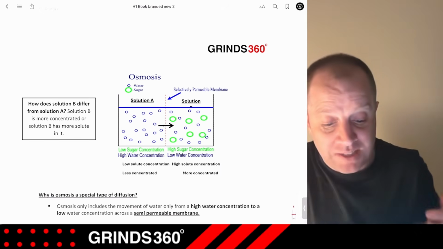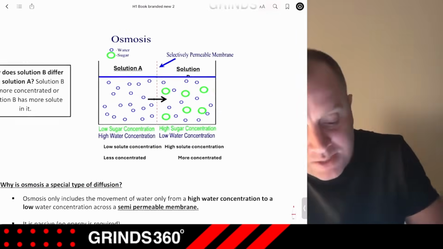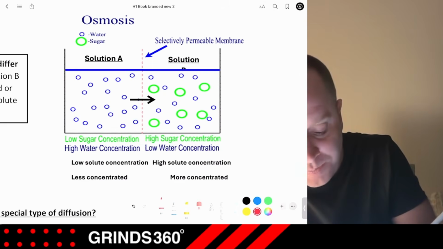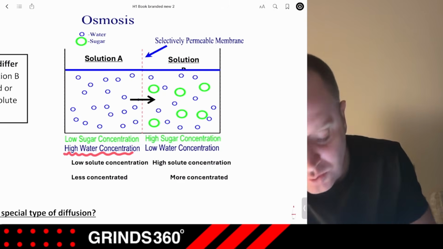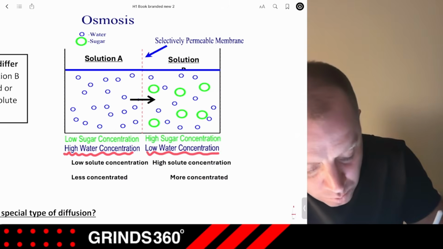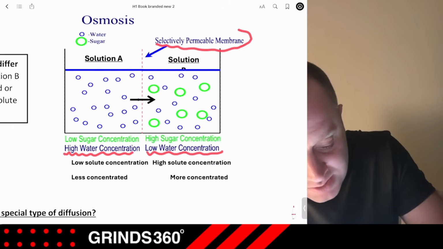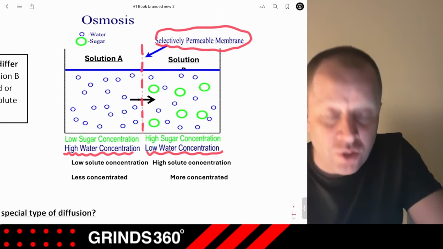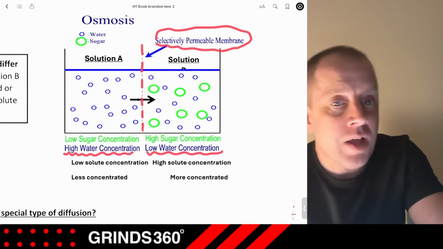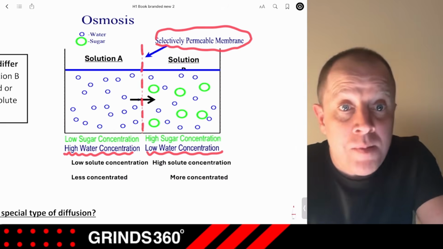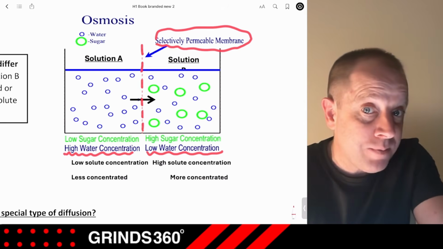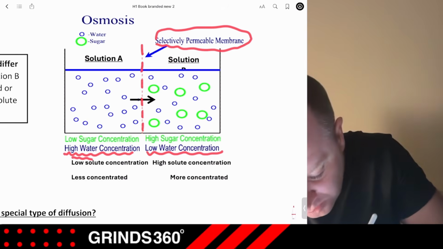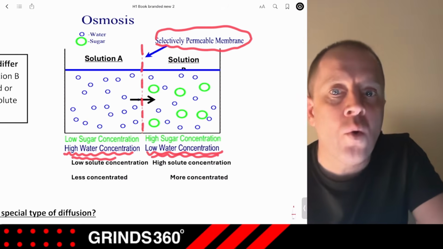Now, everybody, let's have a look at what osmosis is. What we have here is the movement of water from a region of high water concentration to a region of lower water concentration across a selectively permeable membrane, which you see there. That could be a cell membrane, or a membrane that we make called Visking tubing, an artificial membrane.